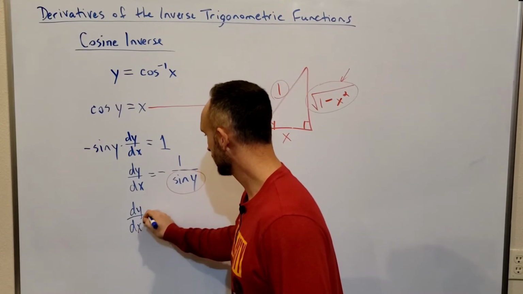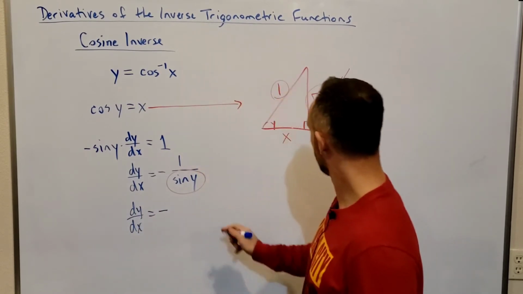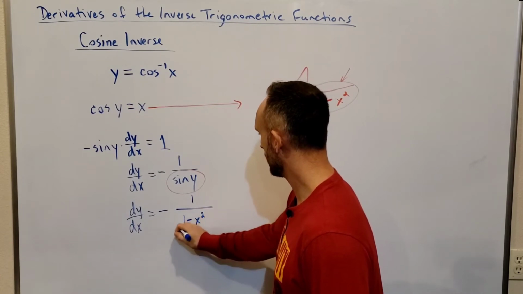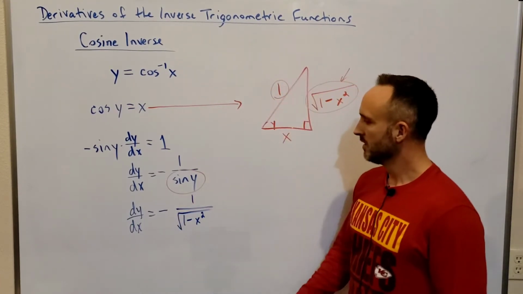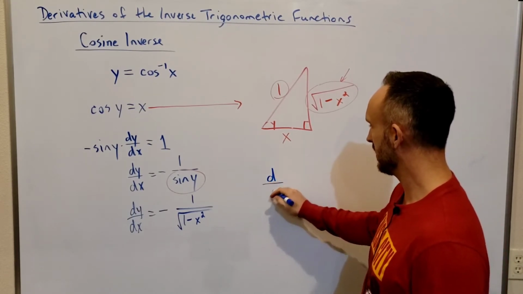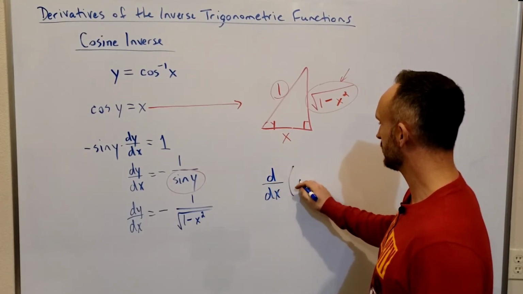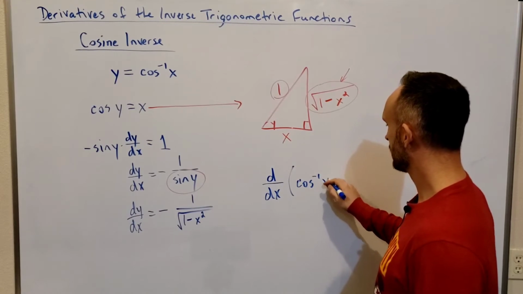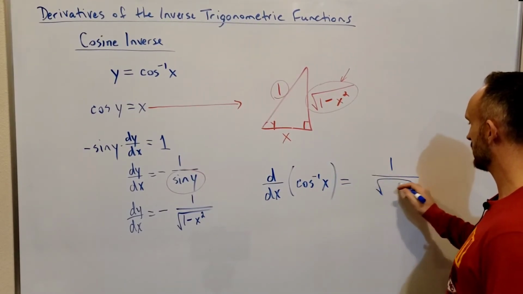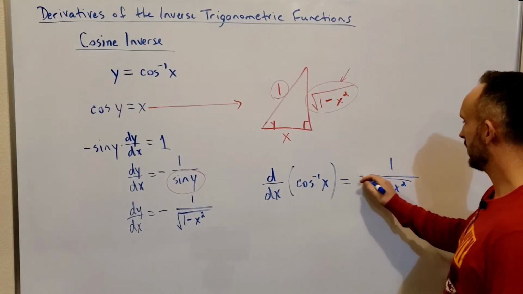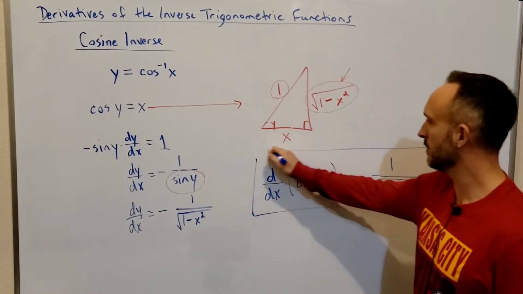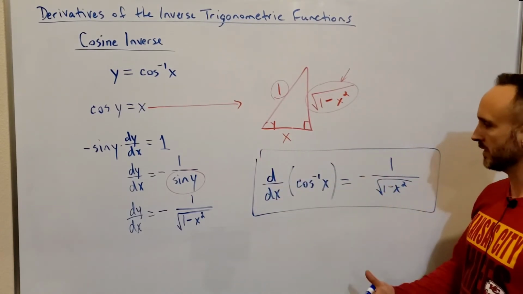So dy dx equals negative 1 over the square root of 1 minus x squared. So the final conclusion is that the derivative of the cosine inverse function is the same as the derivative of the sine inverse function with a negative coefficient. Okay, so that's another inverse trigonometric derivative.